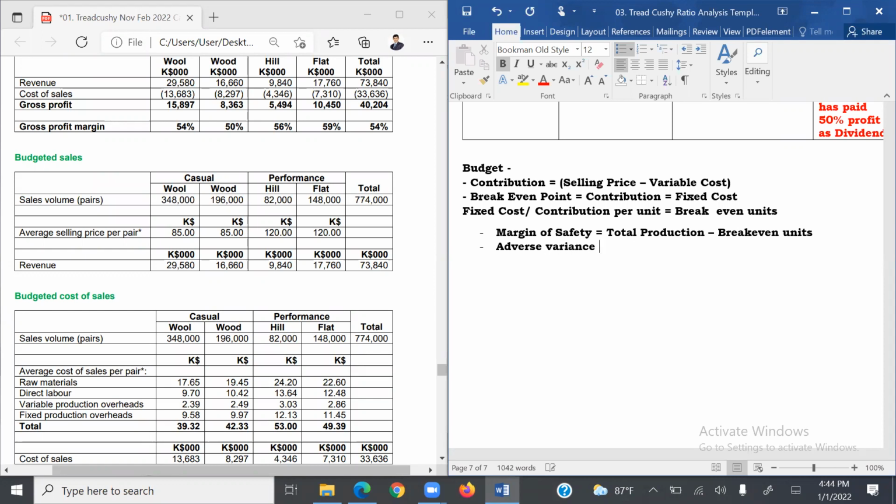Can someone tell me what is adverse variance? Please, in your language. I don't want any complication. In your language, what do you think about adverse variance? Negative difference. Excellent. So I'll write down here, expectation. So actual is underperform. When the actual is underperform, it is adverse variance. And favorable variance is actual overperform. Actual is what, students? Overperform.